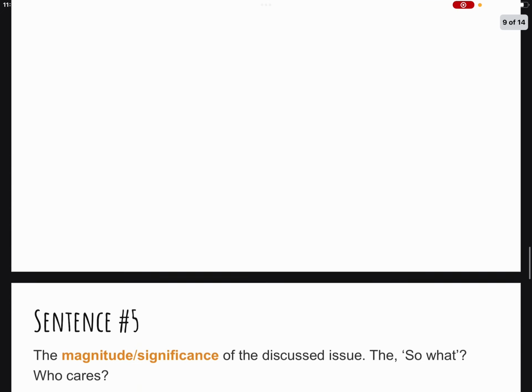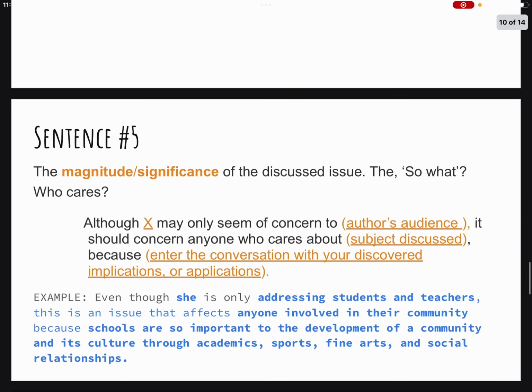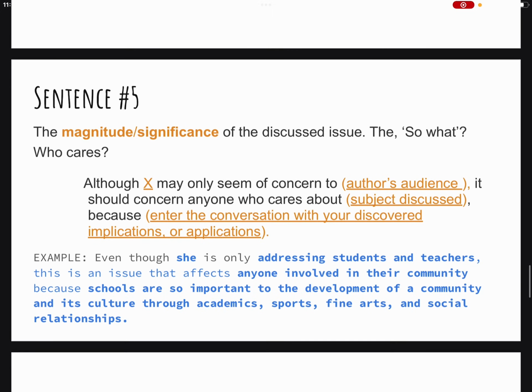And then sentence 5, you're thinking bigger than just your target audience. You're thinking outside of the audience. You've already talked about the audience. Now you want to think bigger. You want to think about the magnitude or the significance of what the author is addressing, that outside issue, the so what, the who cares. How is it bigger than just that particular audience? Why is it a bigger issue?